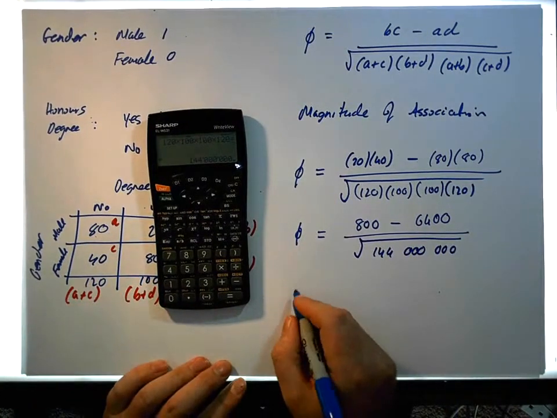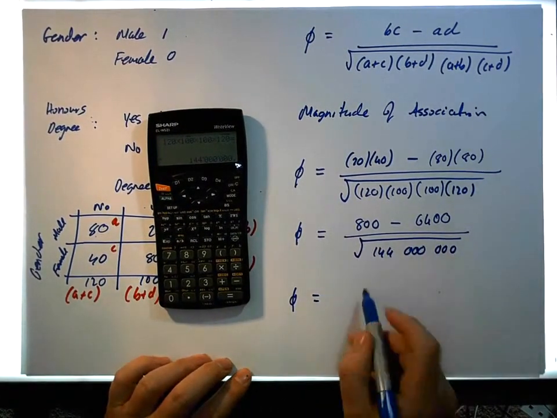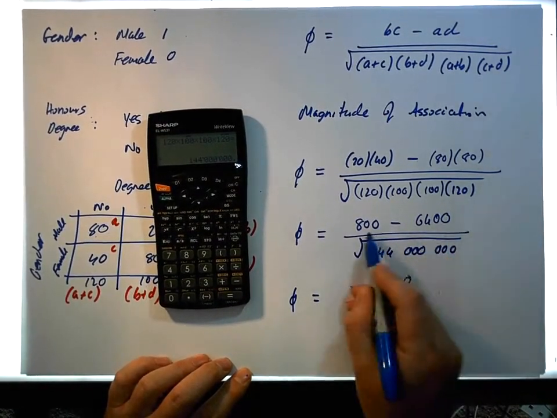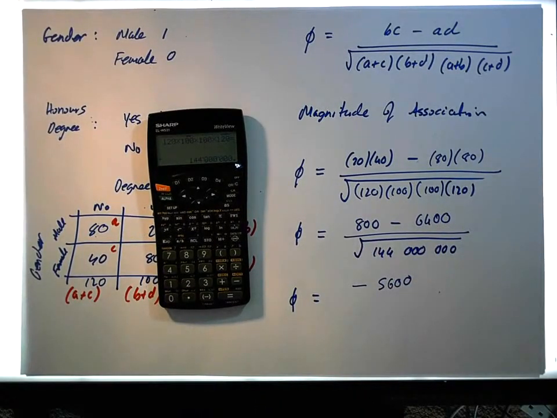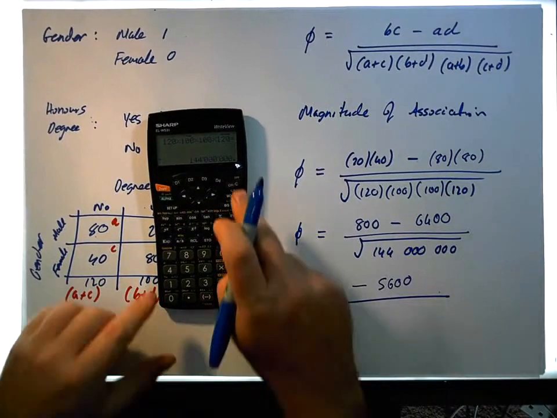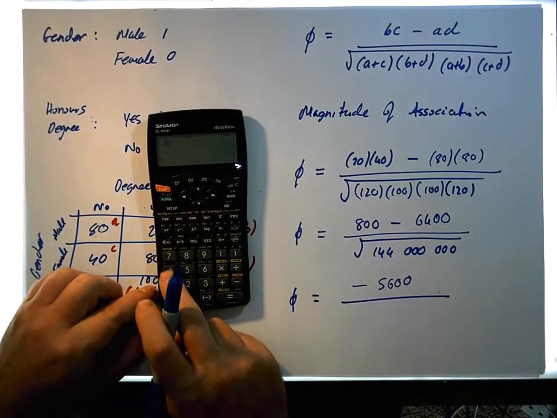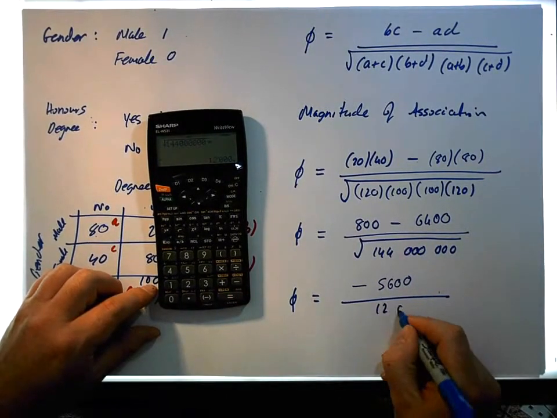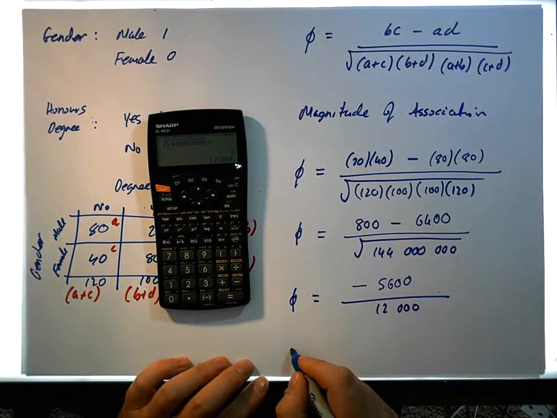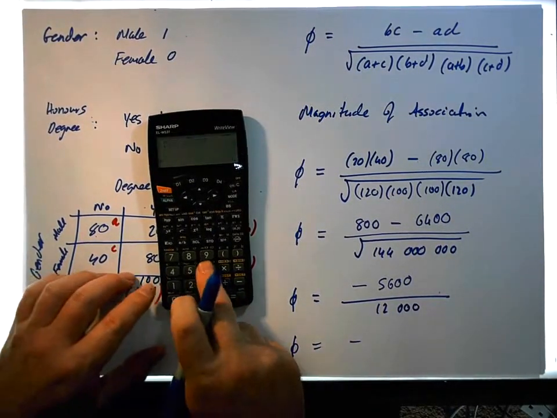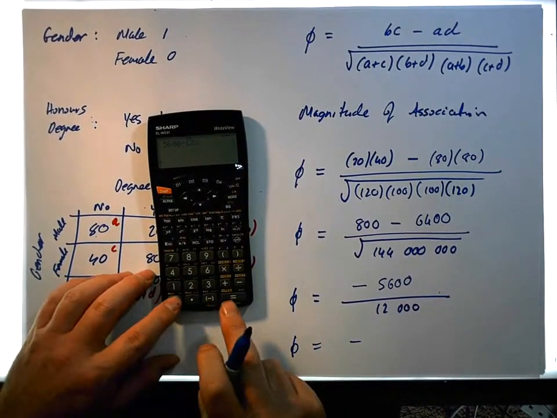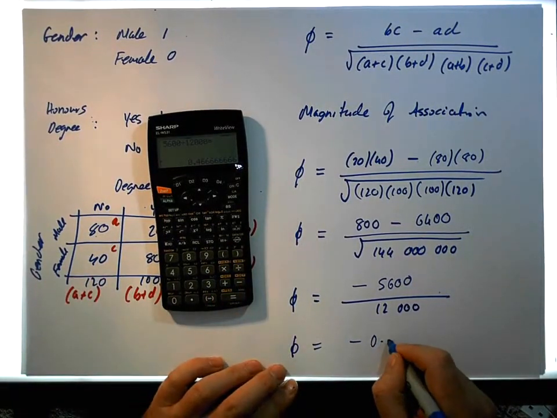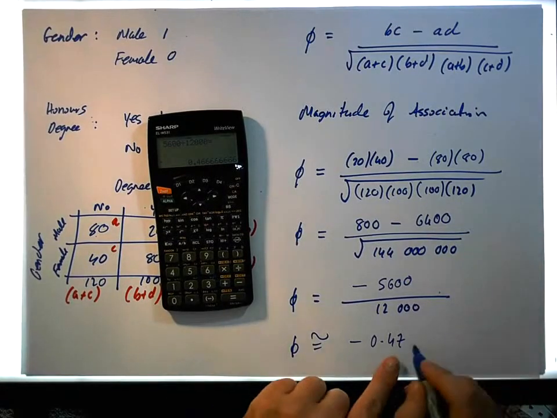So now phi is equal to, it's negative. It's going to be minus 5,600, because 6,400 is taken away from 800, divided by the square root of 144,000,000, which gives us a value of 12,000. So when we do the division, phi is equal to minus 5,600 divided by 12,000, which gives us a value of approximately 0.47 to two decimal places.